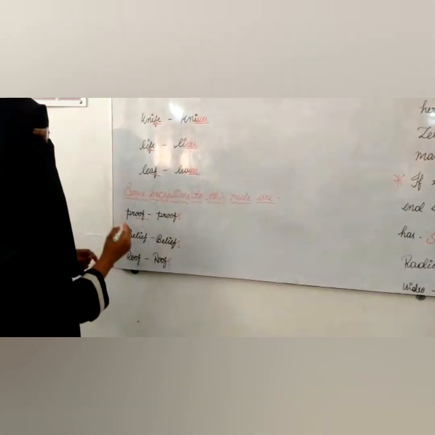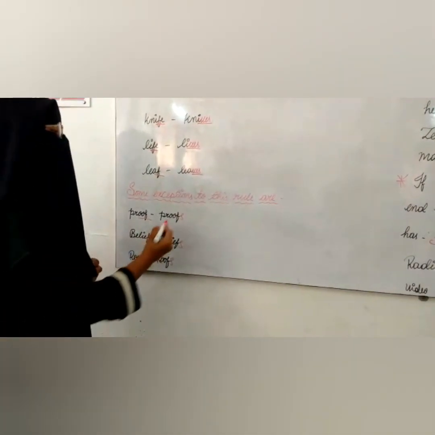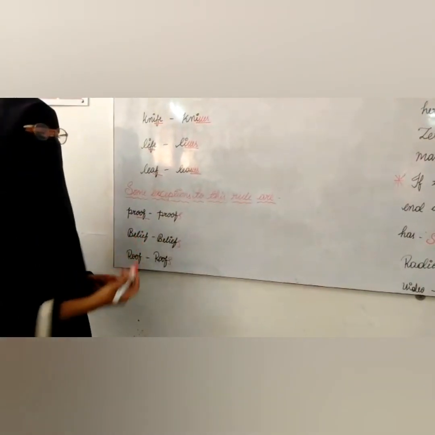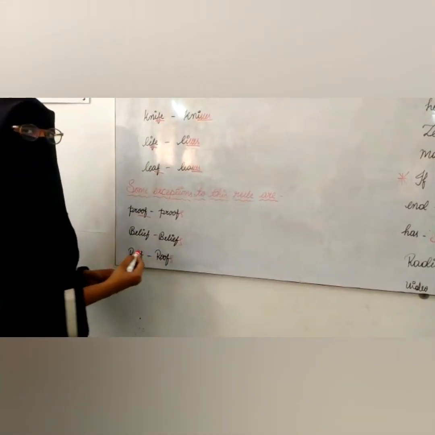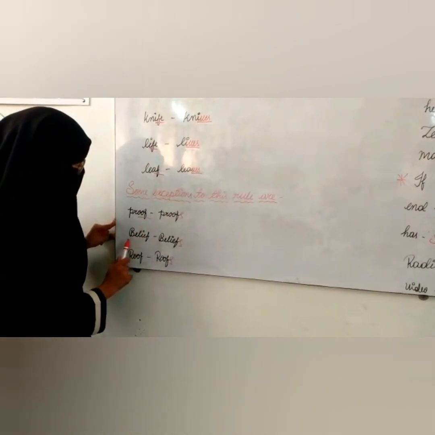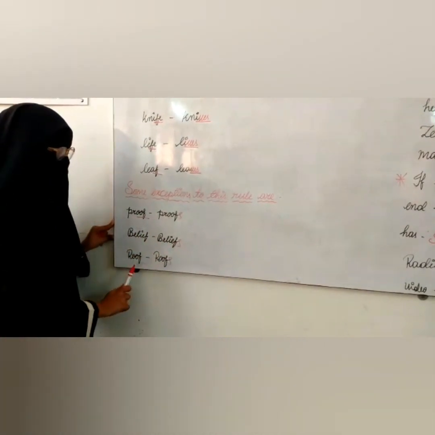Some exceptions for this rule: the word proof ends with the letter F. Even though this word is ending with the letter F, we have to add S because here are exceptions. Like this, the below words follow. Like belief becomes beliefs, roof becomes roofs.